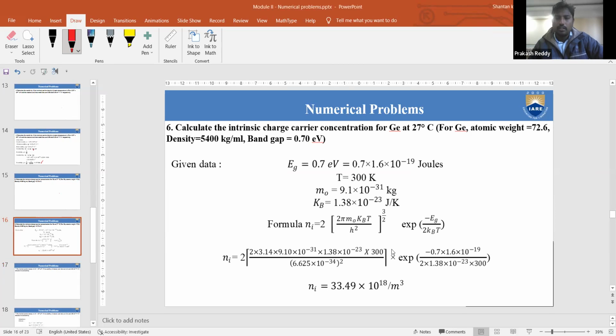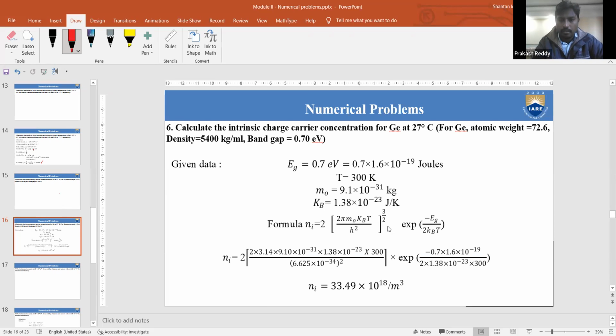So this is the equation for intrinsic carrier concentration: 2 pi m naught kT by h square whole power 3 by 2 and exponential of minus Eg by 2kT. Use the formula and try to find out 33.49. I think it is the wrong answer. All of you try to calculate yourself. So the formula will be 2 pi m naught kT by h square whole power 3 by 2 exponential of minus Eg by 2kT, because the mass of the electron and mass of the hole are taken equal for intrinsic carrier concentration. m naught is the rest mass of the electron, 9.1 into 10 power minus 31.